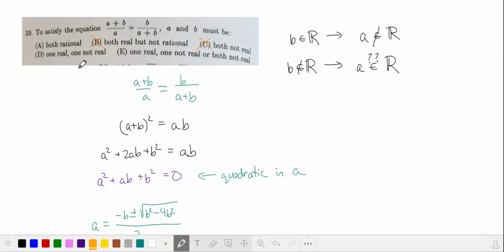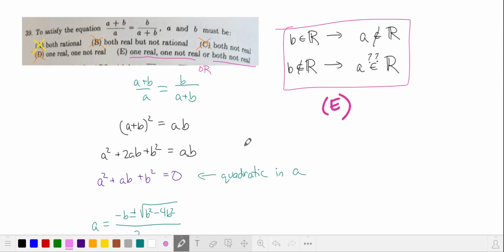We can have one real and one not real, or we could have both of them not real, so we can eliminate D. This last one, E, is the hardest to parse, so it seems to me like it reads as either one real and one not real, or both not real. And I think that's what we have in our solution. Since all rational numbers are real, we can also eliminate option A. So our answer is E.